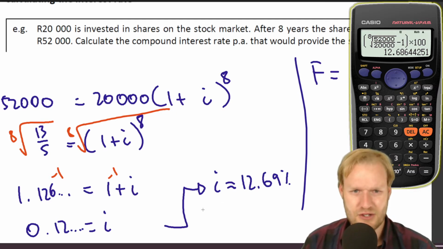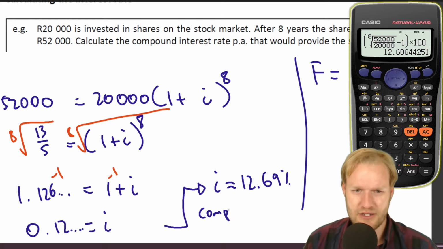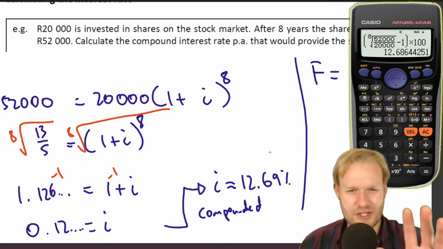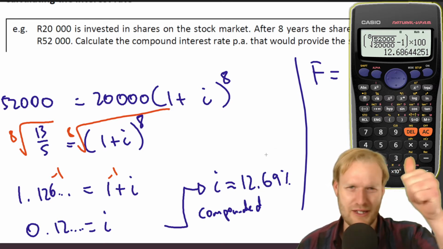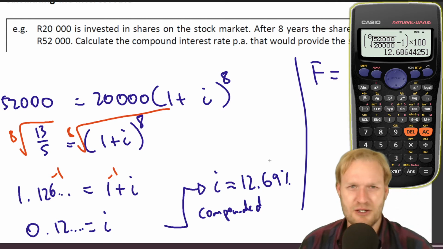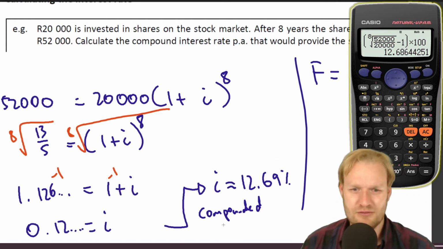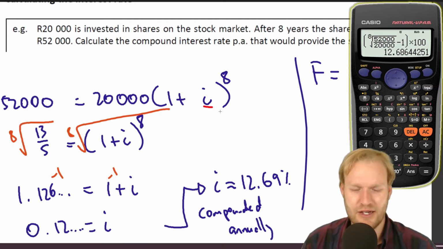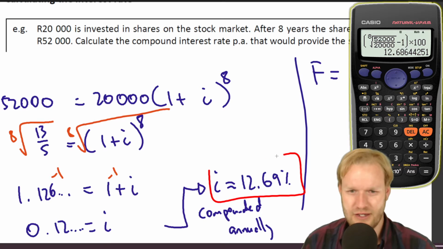But wait a second, that's compounded interest. Now the question is, how often is that compounded? Maybe I'll give you some hints. Is it compounded monthly, semi-annually, annually? Well, it's compounded annually, because it's almost like we had this over 1 annual. So therefore, there is our final answer.